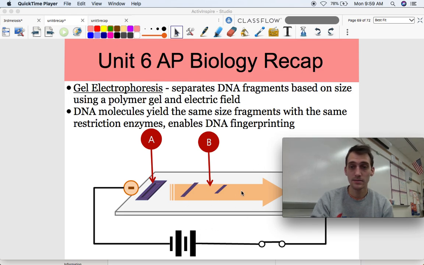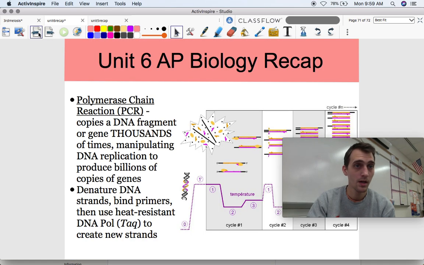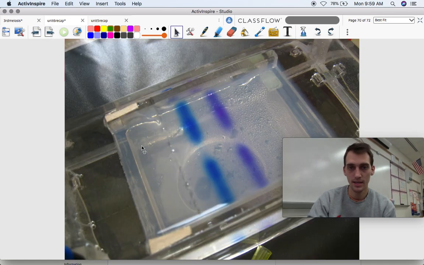in a gel, in just a nice picture like this, and I'll show you what that looks like in a second. But DNA molecules yield the same size fragments with the same restriction enzymes, and it enables DNA fingerprinting. And this is what a gel looks like. So here are two different pieces of DNA that were run through a gel, right? So here's a negatively charged end and a positively charged end.